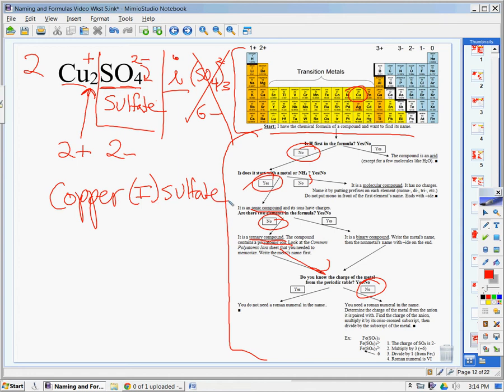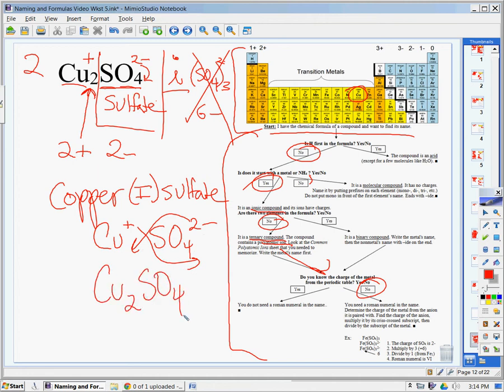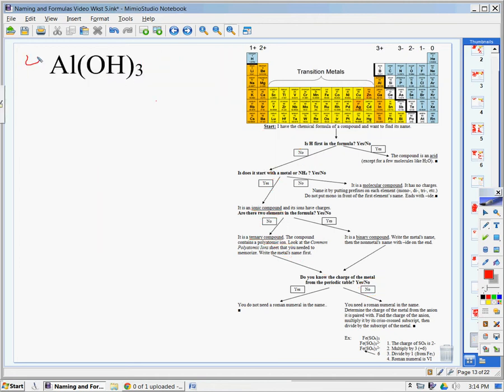By the way, if you're not sure whether this is the right answer, you can always go the other way and try to figure out the formula from the name. Let's do that. Copper 1 is Cu1+, sulfate is SO4, 2-. Then you have to crisscross, so the 2 goes down there and the 1 goes down there, and that in fact forms Cu2SO4, which is the right answer. That's the original problem. So we have this right. It's ionic, and the name is copper Roman numeral 1 sulfate. Let's move on to number 4.